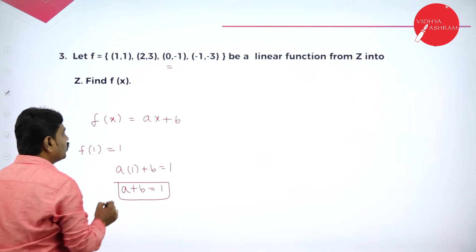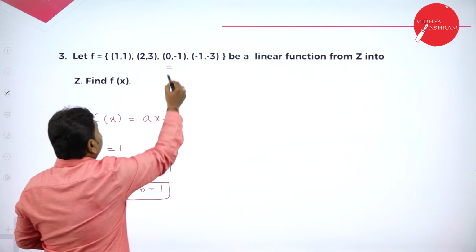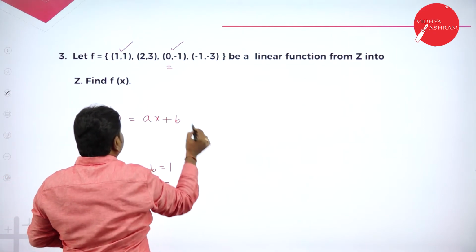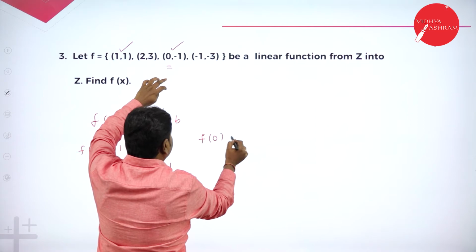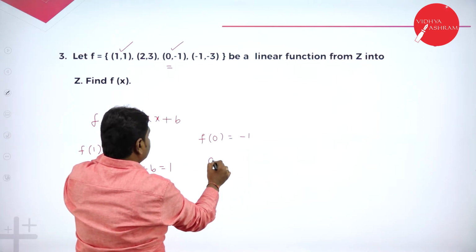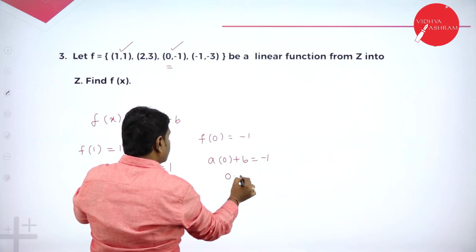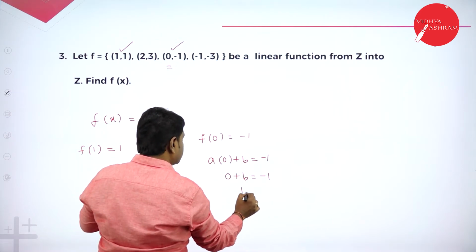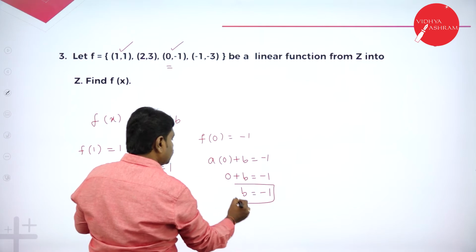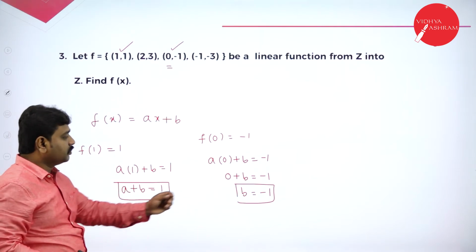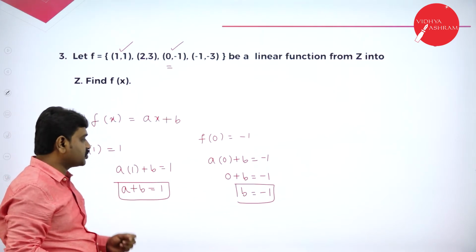Directly you can get the b value by choosing this 0. Now f of 0, what is f of 0? Minus 1. Means in the place of x if I put 0, a into 0 plus b is minus 1. So 0 plus b is minus 1. Directly you got b. What is b? Minus 1. So now b is readily available, and we substitute it.